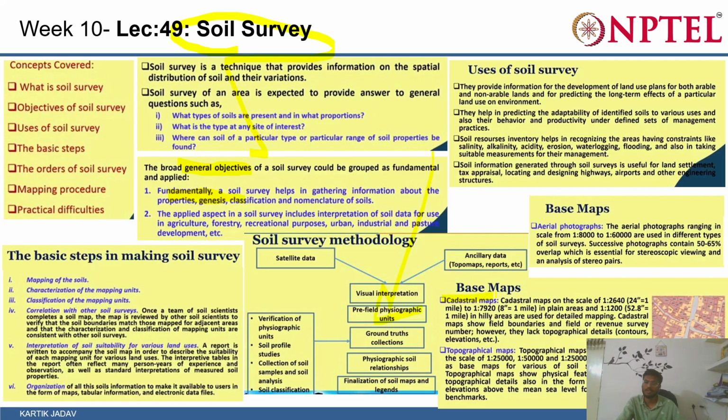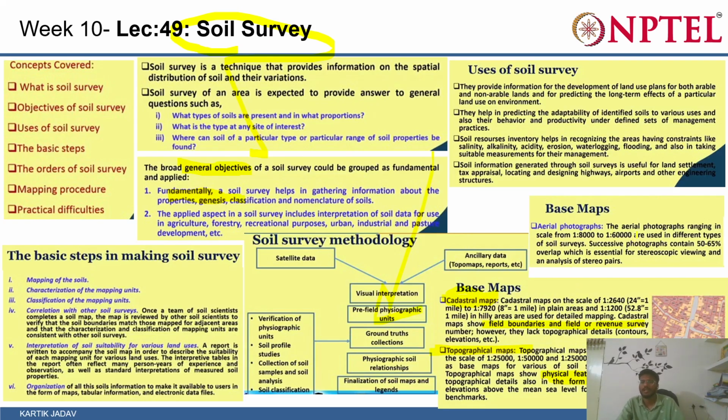Okay. So the basic purpose of a cadastral map is only for revenue survey. It will contain the field boundaries, but it does not contain any information on elevation or contours. Then we have topographical maps. Topographical maps are published on the scale of 1 gem 25,000, 1 gem 50,000, and 1 gem 2,50,000. These are used as a base map for various soil surveys in India. Topographical maps of physical features contain details. They will provide the information of contours and elevation.